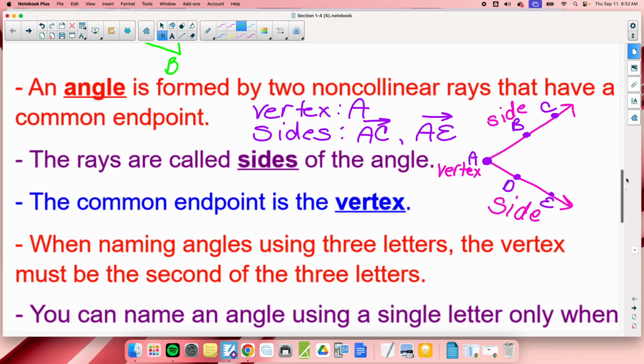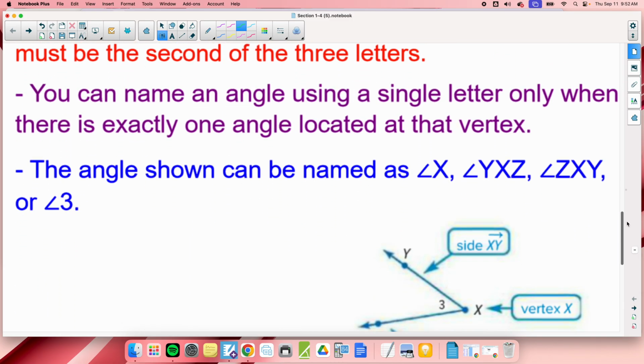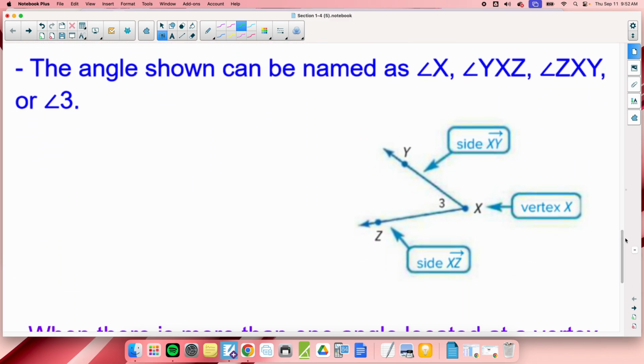So now let's go down and we're going to talk about 3 different ways to name an angle. When you go to name an angle, if there is only one angle drawn, which in this case there is, the easiest way to name an angle like this is you can name it as angle and then just put the vertex. So you can say angle X.